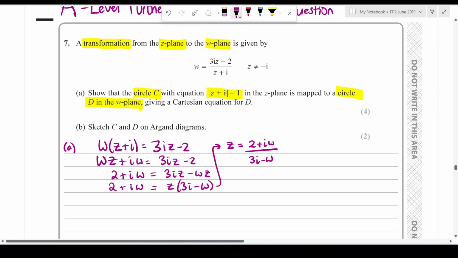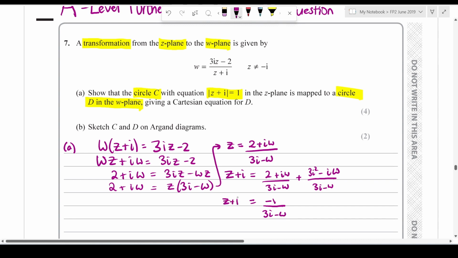And for our circle equation, we've got Z plus I, so let's work out what Z plus I would be. That'd be 2 plus IW over 3I minus W, plus I. To get the same denominator, I need to multiply this by I. So we're going to have 3I squared minus IW. 3I squared is minus 3, so that's going to be minus 1. IW is going to cancel out with that one. So we've got 3I minus W.